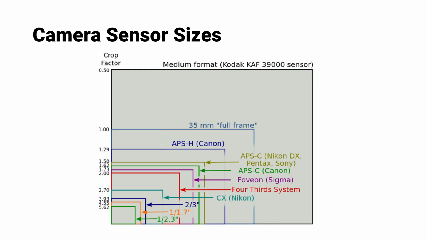Your smartphone sensors are about 1 by 2.3 inches or like 1 by 1.7 inches, and you'll see that the crop factor is like 5.62 or 4.55, so it's pretty small. And you can actually have cameras which are bigger than full frame, right? Like these super expensive cameras called the medium format cameras have a crop factor of half, which means that they're double the image, the sensor size of the full frame camera. So these are pretty important for you to know because these are standard sizes, because the manufacturers make cameras in these standard sizes.